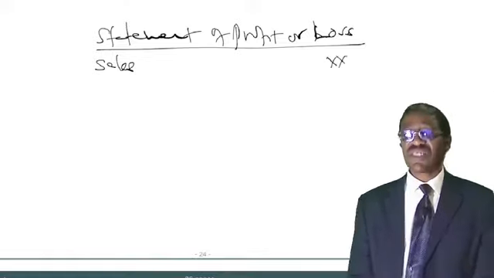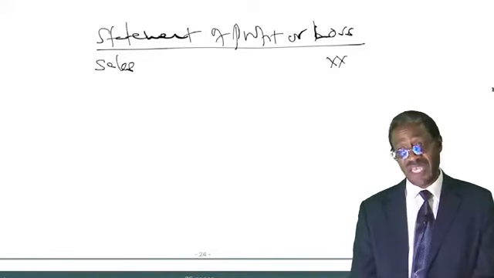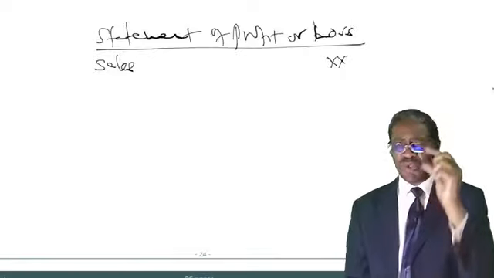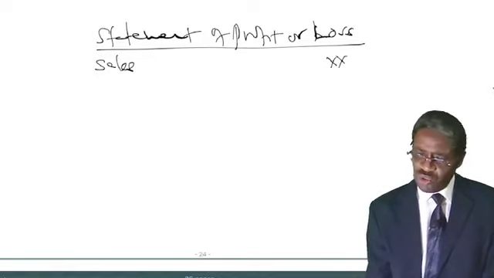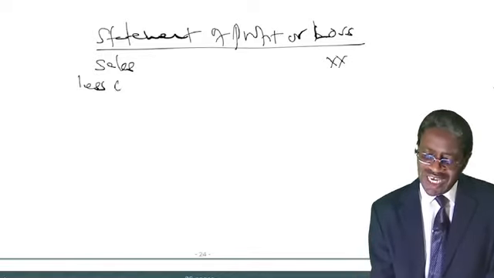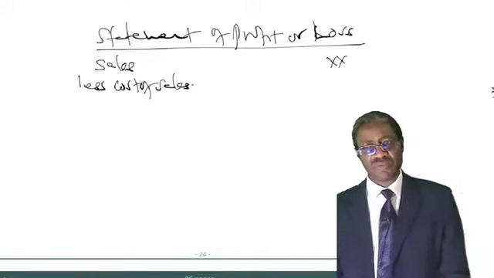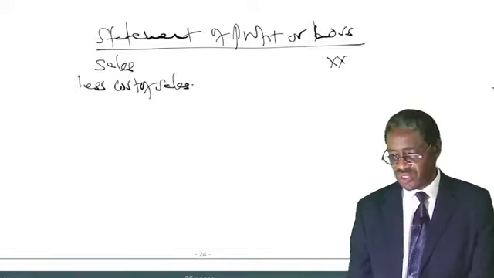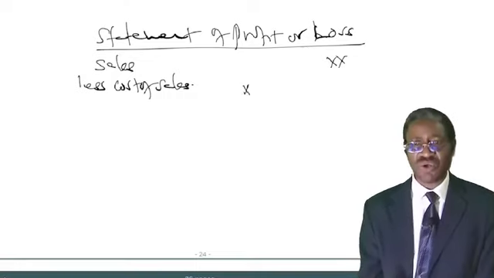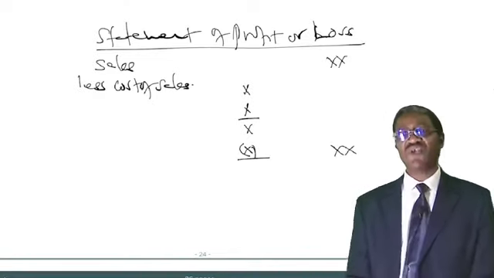Find out what are the sales of that company. From the question, find out the sales of that company. Then, whenever you used to prepare income statement, as a student for financial accounting, you had to come and say less cost of sales. You had to determine the cost of sales. You had to take the opening stock, add the purchases, and minus closing stock so that you get the cost of sales there.